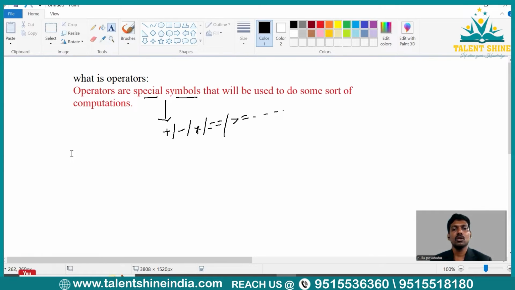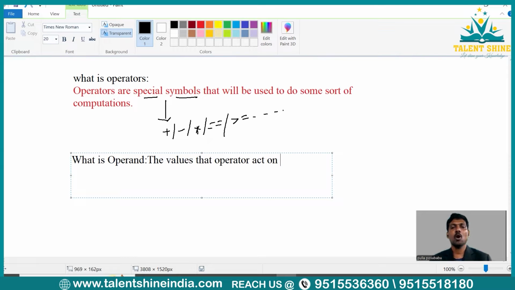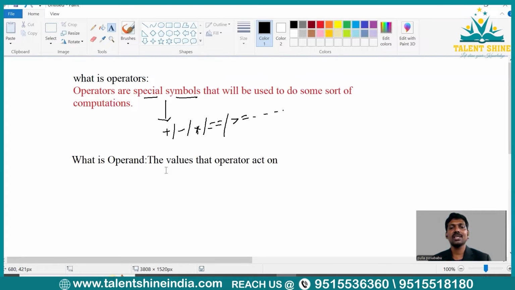Now you have to learn what an operand is. The values that an operator acts on, we can call operands. Let me give you a small example so that you could understand what is meant by operand. Let me take two values here, 10 and 20, and let us take the operator plus.